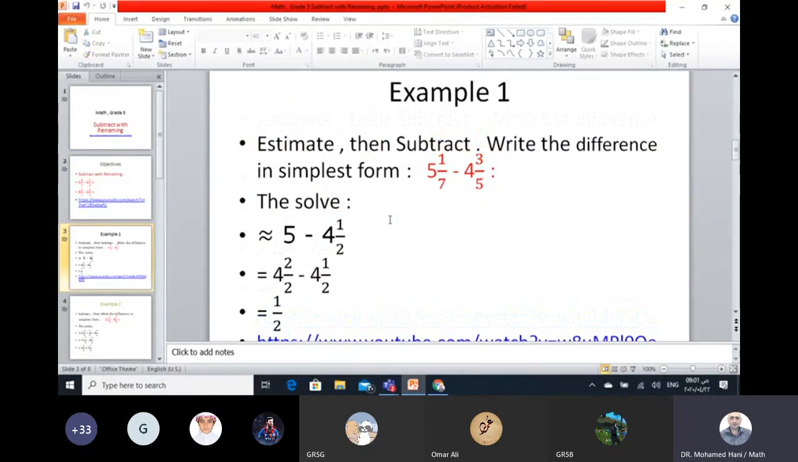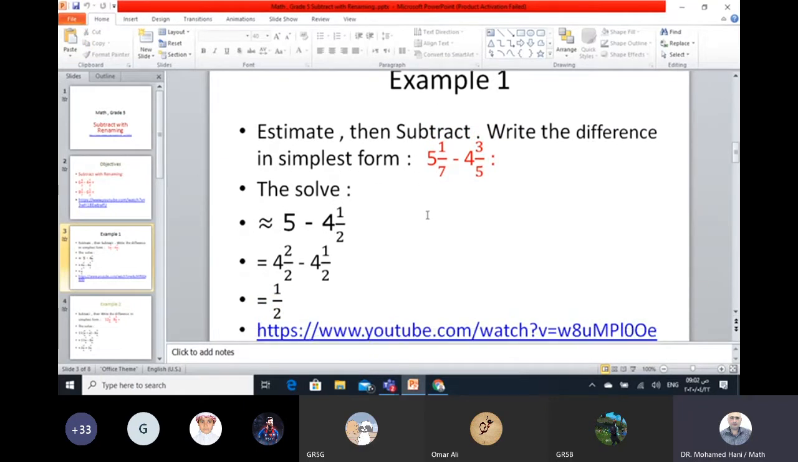Here we have example 1. The question here: estimate, then subtract, and write the difference in simplest form. As you see here, we have 5 and 1 over 7 minus 4 and 3 over 5. The question said estimate, so the first step is to estimate the two mixed numbers.